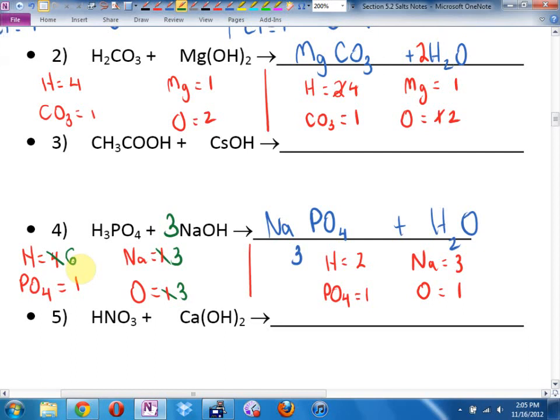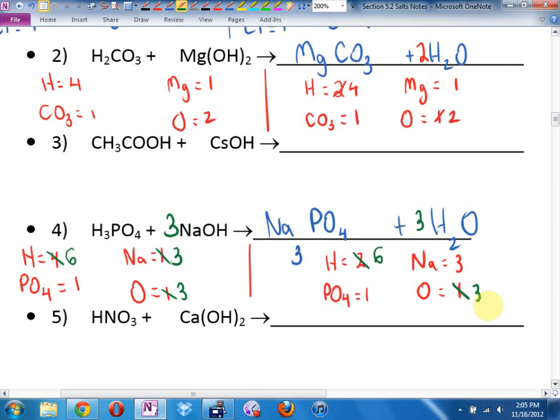Now what? 2 in front of the H2O, or 3 in front of the H2O? 2 or 3? 3. Why 3? How many H's do I have on the left? 6. How many H's do I have on the right? 2. So you're saying if I put a 3 right there, that'll give me 6 of those. Oh! And that'll also give me 3 of those. And Jessica, correct me if I'm wrong, I'm balanced. Yeah? 6, 6, 3, 3, 1, 1, 3, 3. Yes!